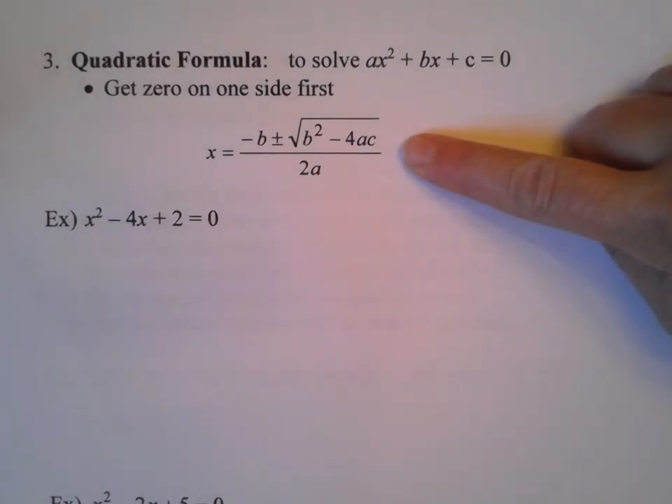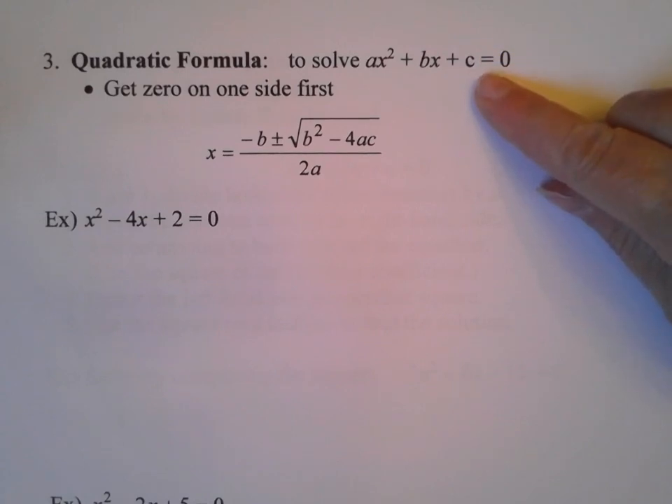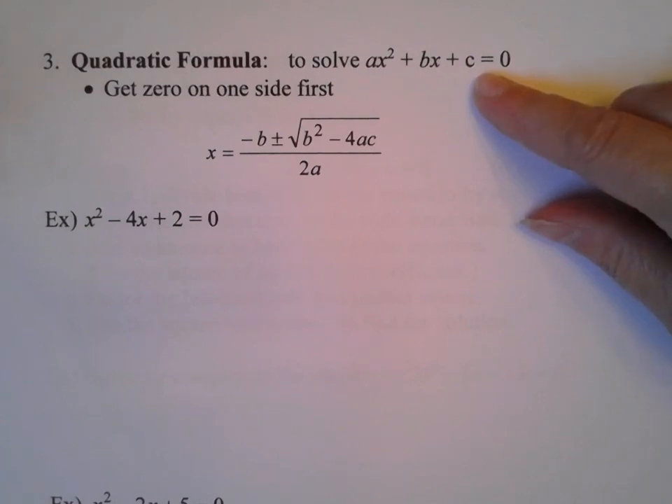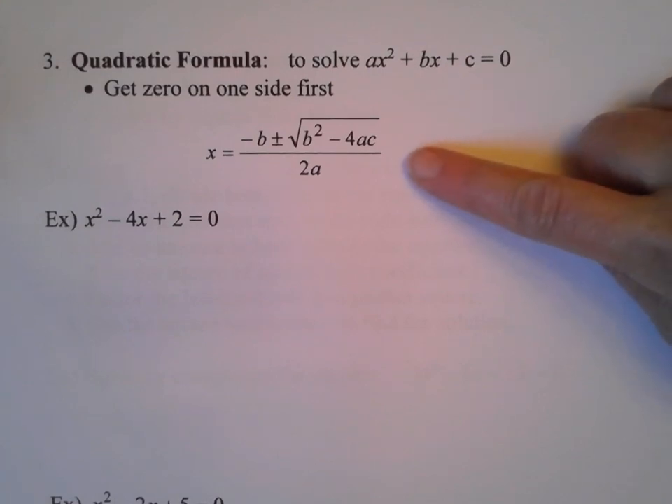So we're solving for x. We're using a formula that looks like this: ax squared plus bx plus c equals 0. That's where we're getting the a's, b's, and c's. We are still solving for x. So we have the opposite of b plus or minus the square root of b squared minus 4ac, all over 2a.